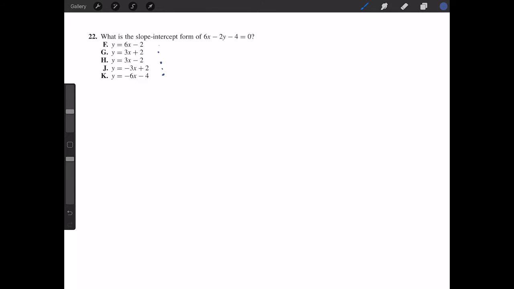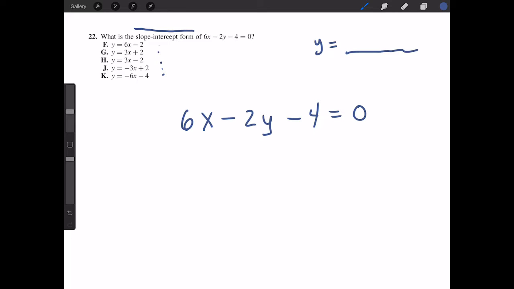And just remember that slope-intercept form means that you've solved the linear equation for y. In other words, y equals something. And you can see from the choices that that's what happened here. We solve for y. So essentially, this is an algebra problem where you're solving this expression for y.